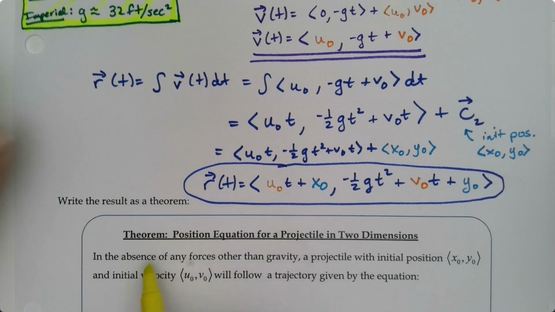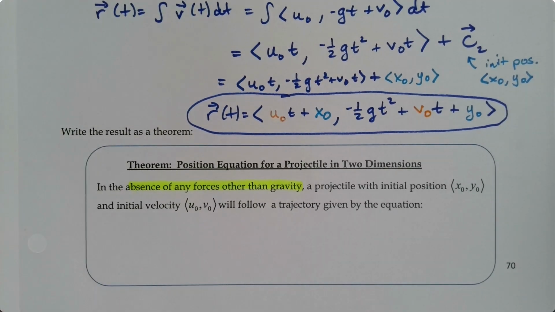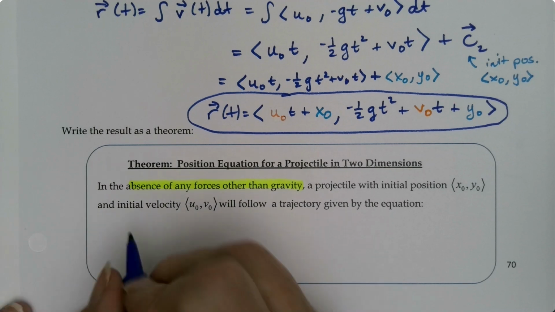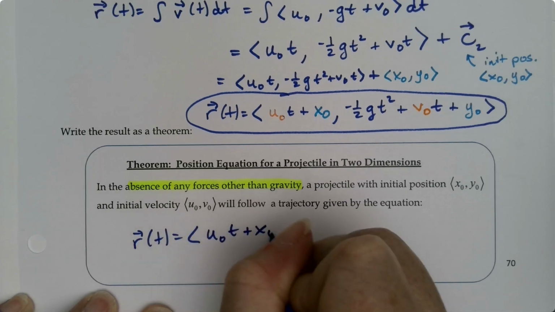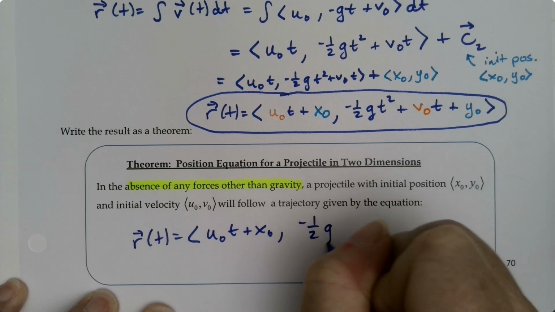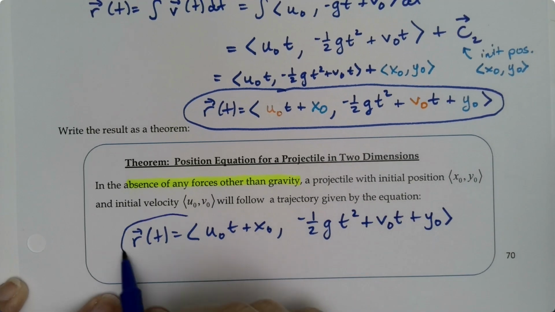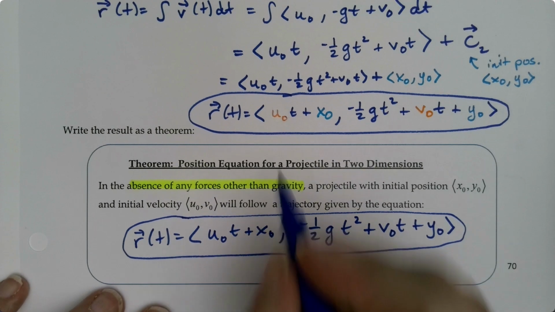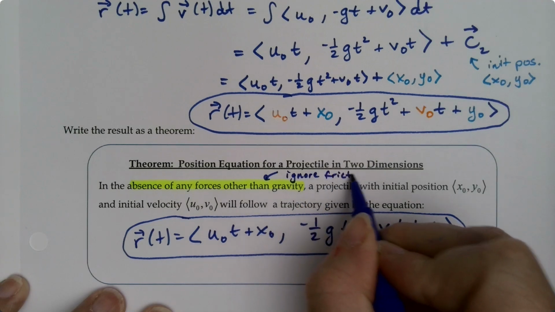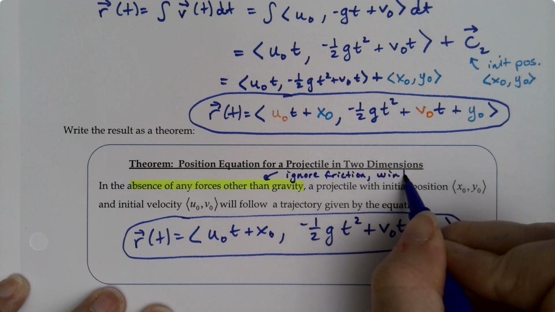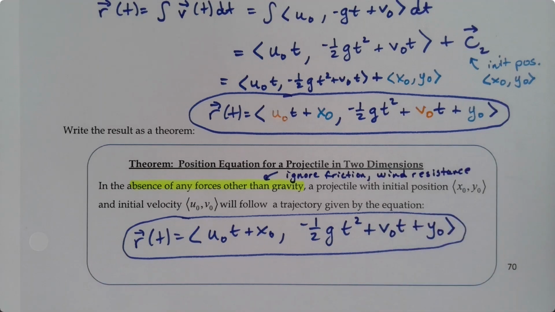So in the absence of any forces other than gravity, this is how this will work. So this is, in other words, wind resistance. In the absence of wind resistance and friction and things like that, r of t will be equal to u0t plus x0, negative 1/2 g t squared plus v0t plus y0. Period, the end. So what this means is that you ignore friction, ignore wind resistance, you know, all that kind of good stuff. Usually for something like this, it'd be wind resistance that you're thinking of.